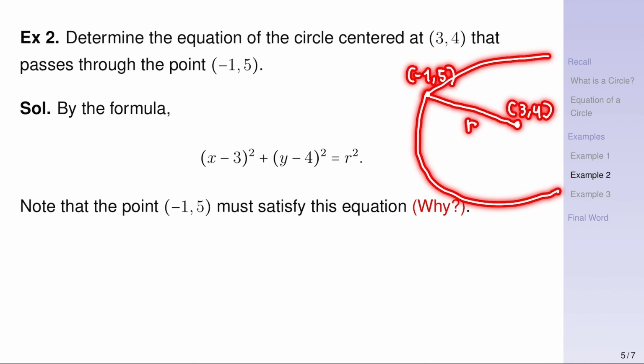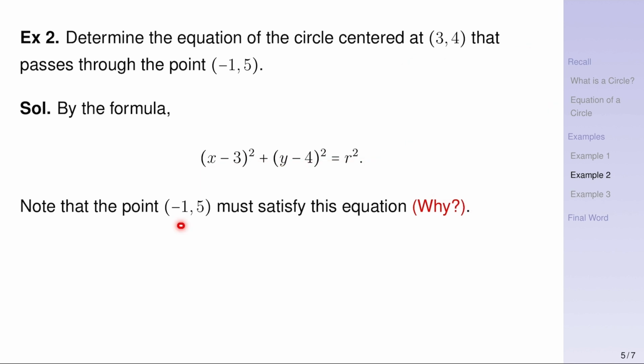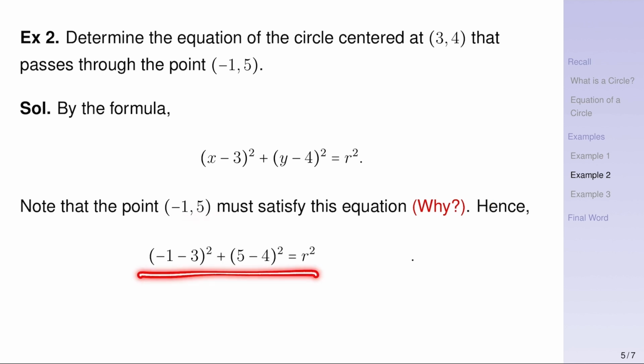Or in other words, negative 1, 5 must satisfy the equation because this equation represents all the points on our circle, that is, it represents all the points that are equidistant from the center, 3, 4. Got that one? Just by definition, we are sure that this point must satisfy this equation. By using that fact, we'll obtain this equation. We just plug this one in out here, and by plugging it in, we are sure that this equation must hold.